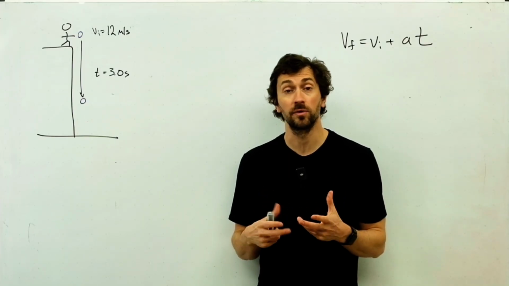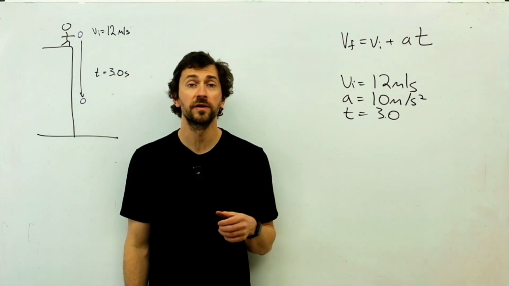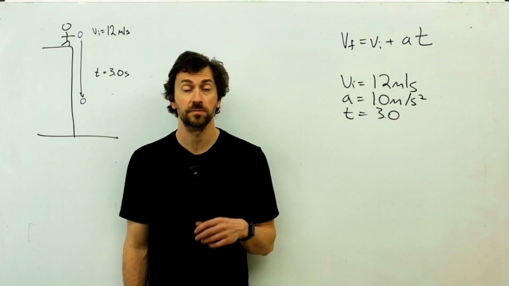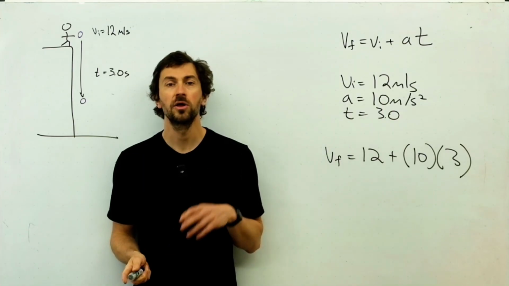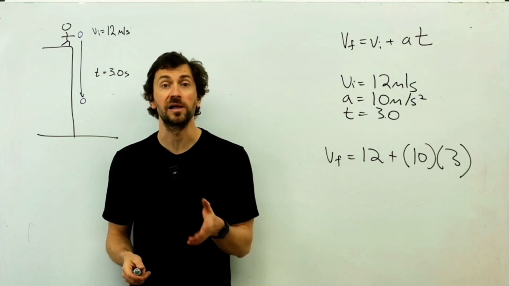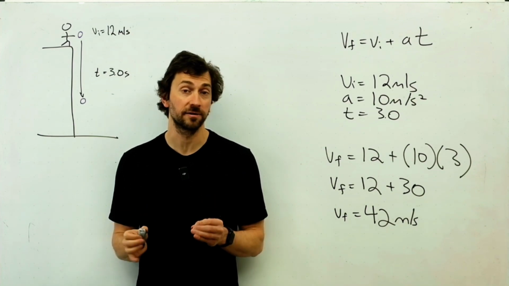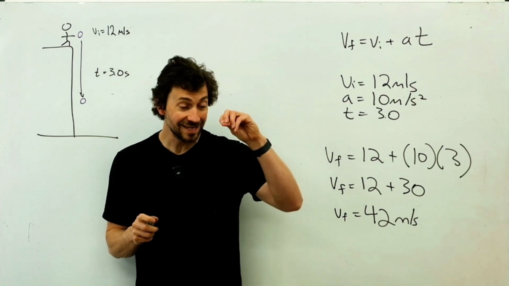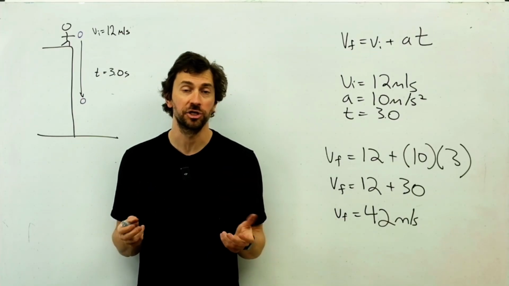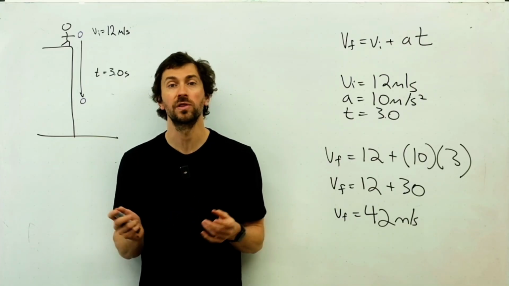Again, we can take these variables and plug them into our formula. Initial velocity is 12, acceleration is 10 meters per second squared, and the time is 3 seconds. So let's put those in the formula. So V final is 12 plus 3 times 10. That's going to be 12 plus 30. The final velocity is 42 meters per second. Wonderful. So because the person added an initial velocity, there's the same amount of acceleration, and the final velocity is greater than in the first example, where it was 30 meters per second.